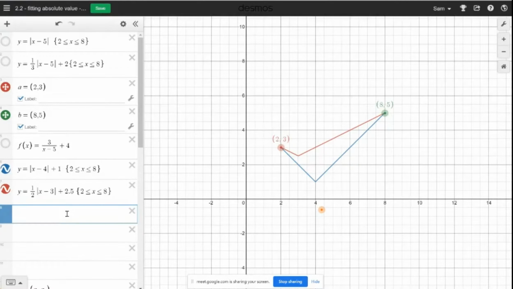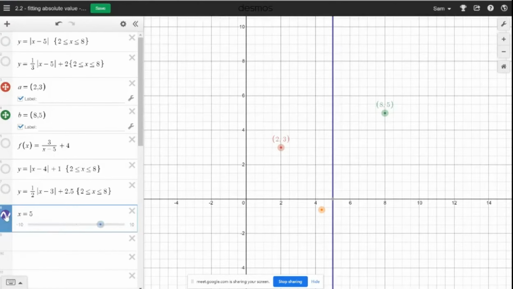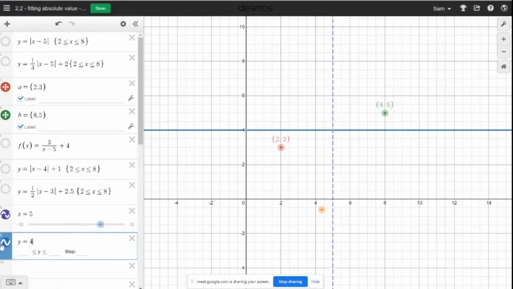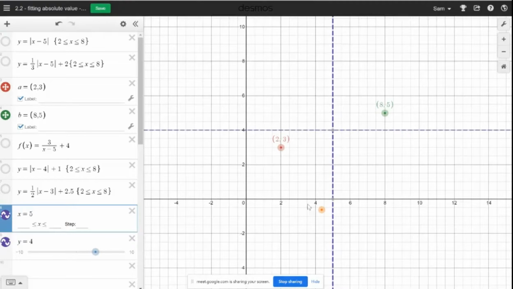But before we do that, let's just take note of something. This hyperbola here has an asymptote at x equals 5 and at y equals 4. So let's just see what that looks like: x equals 5 and y equals 4. I'm doing this because it turns out there's actually an easier way to find our hyperbola. You'll notice that this here is the midpoint of (2, 3) and (8, 5).